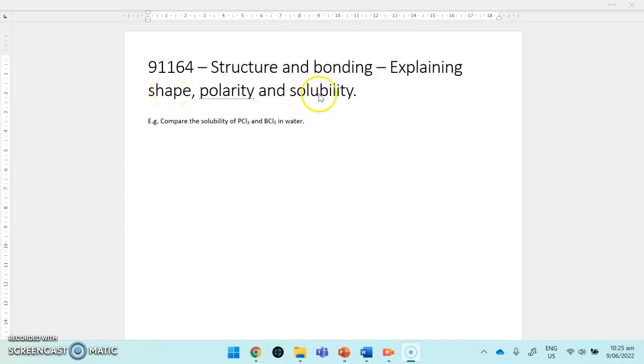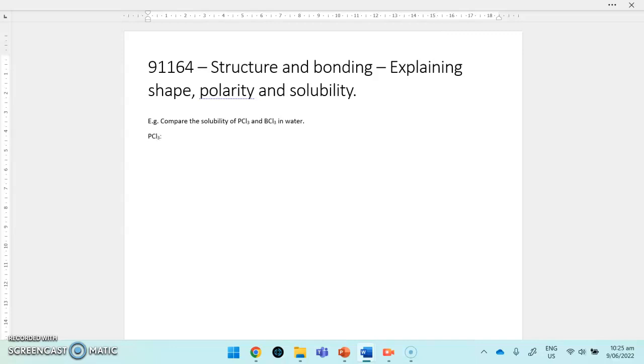But the three are tied together, so we're going to look at an example of comparing the solubility of two molecules, PCl3 and BCl3. Now where we start with this is we start by drawing Lewis diagrams. So let's begin with PCl3.